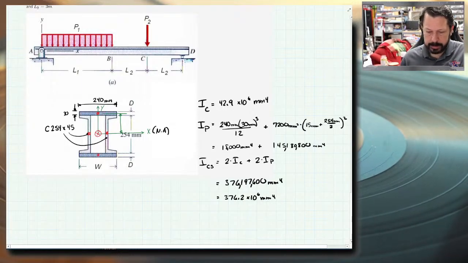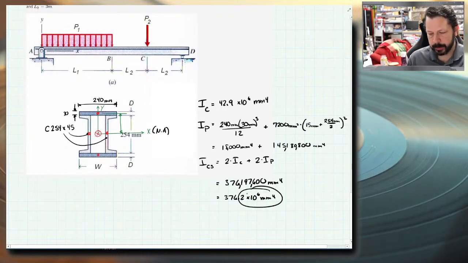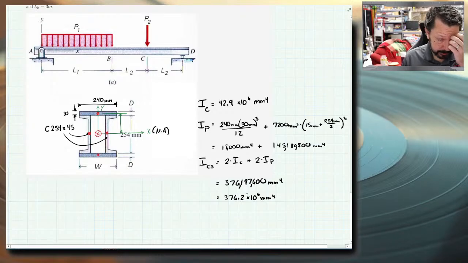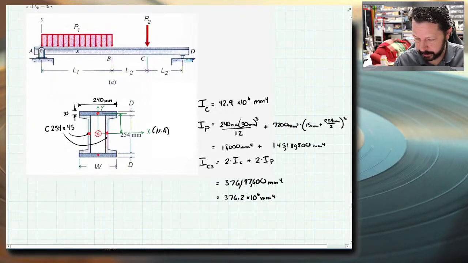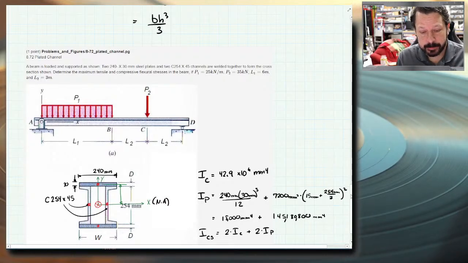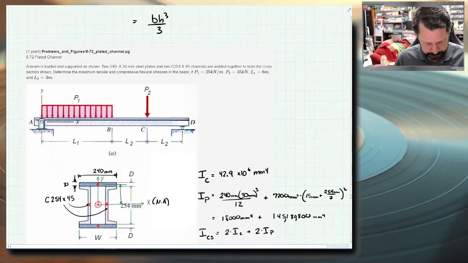Okay, so we probably won't be able to use this number in WebWork because we chopped off some decimals, and WebWork typically doesn't like that. On an exam, that'd be fine. All right, let's work on figuring out what the maximum bending moment is so that we can calculate the maximum flexural stress.